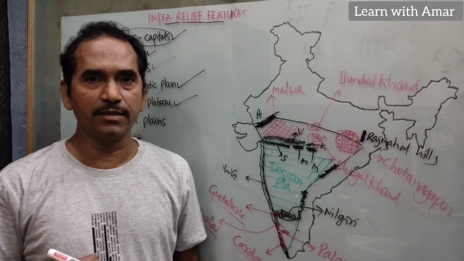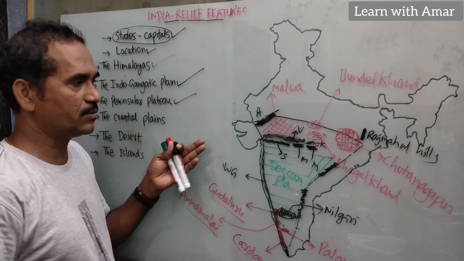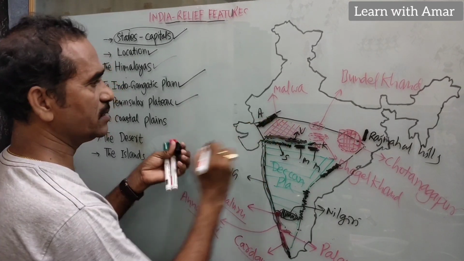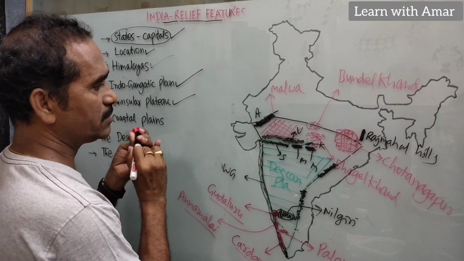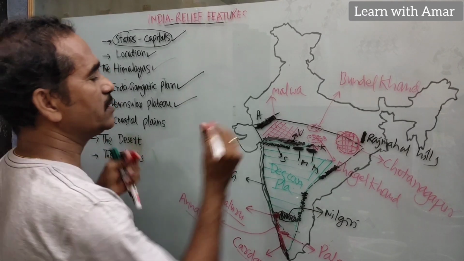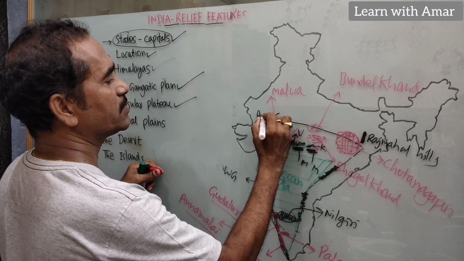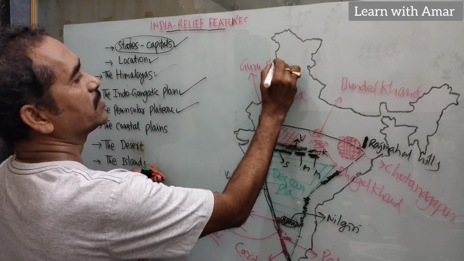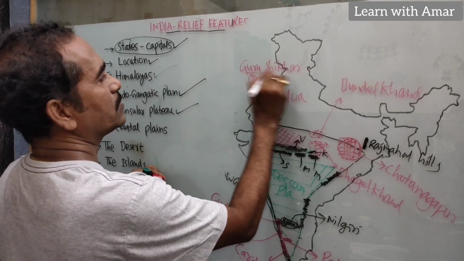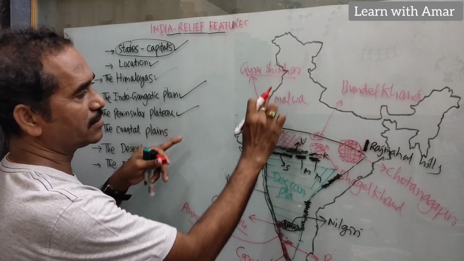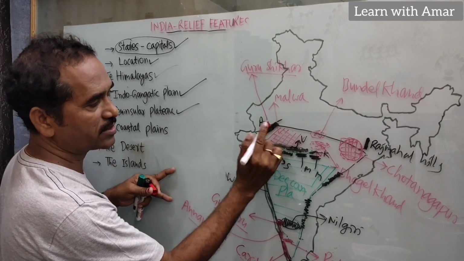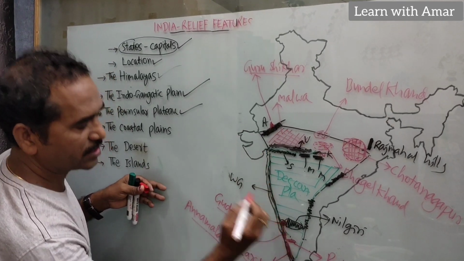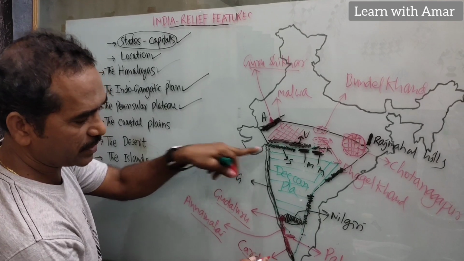Now let's look at the highest peaks in various mountain ranges. See, this one is Aravali. The highest peak in Aravali is this one, Guru Shikhar. It is located in the Abu Hills. Where are the Abu Hills? The Abu Hills are located in the Aravali ranges. Now let's look at the Western Ghats. What is the highest peak in the Western Ghats?